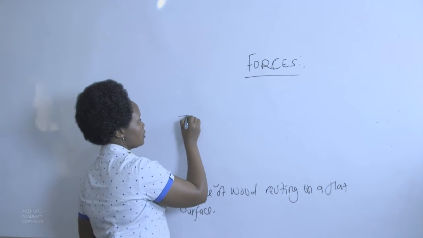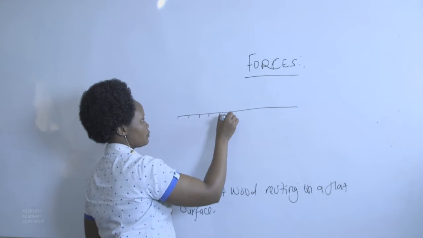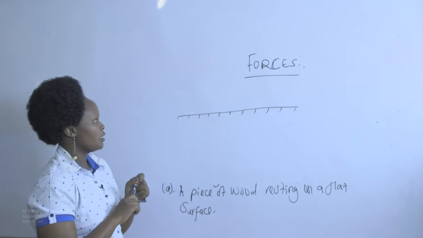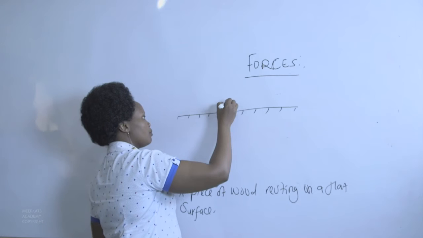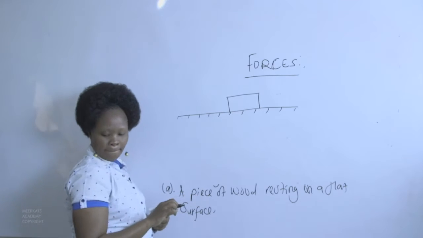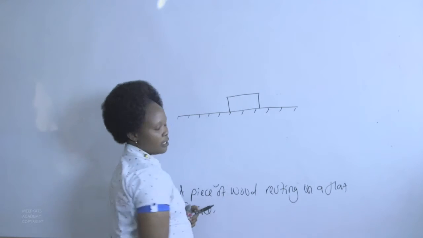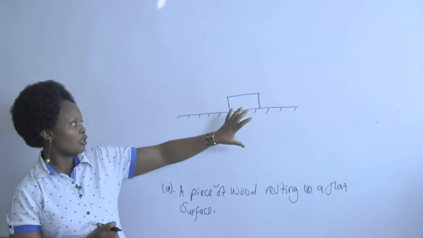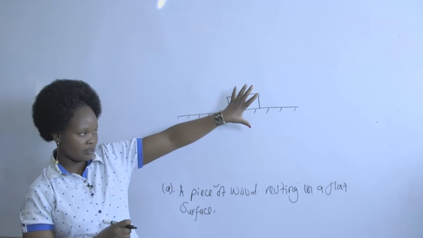Take this line as the flat surface. Now, place your piece of wood there on the flat surface. Again, we said that the piece of wood is resting. That means all the forces acting on the piece of wood are balanced.